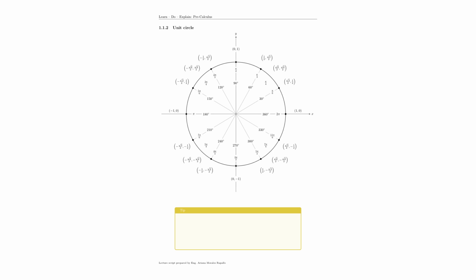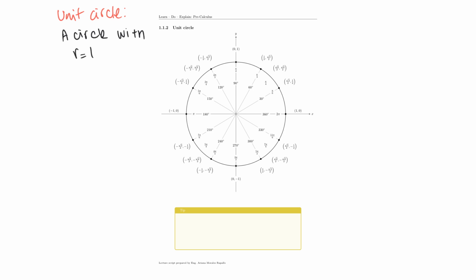Let's introduce the unit circle. What the unit circle is, it is just a circle with a radius of 1. Why is this circle so important? Well, because it will help us identify the sine, cosine, and tangent of important angles, such as 30 degrees, 45 degrees, 60 degrees, and 90 degrees.